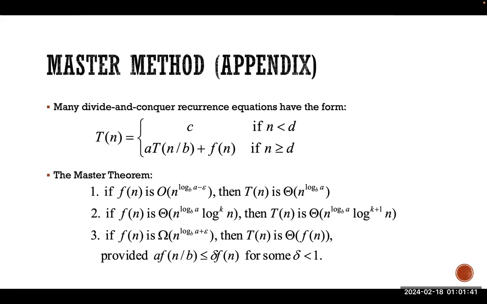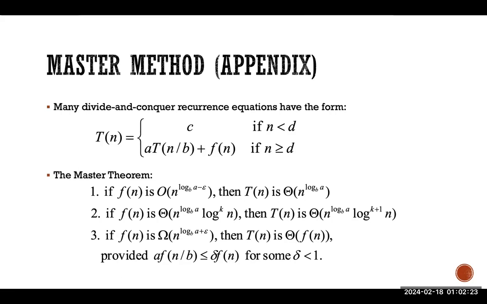Then T of n belongs to big theta of n power log a to the base b times log power k plus 1 of n. And the third case is f of n is omega of n power log a plus epsilon to the base b. Then T of n is theta of f of n. This is satisfied only if a times f of n by b is less than or equal to delta times f of n, for some delta less than 1.